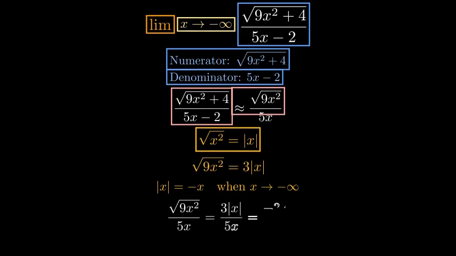Now substitute that into the dominant fraction. We get negative 3x over 5x. The x cancels, leaving negative 3/5.